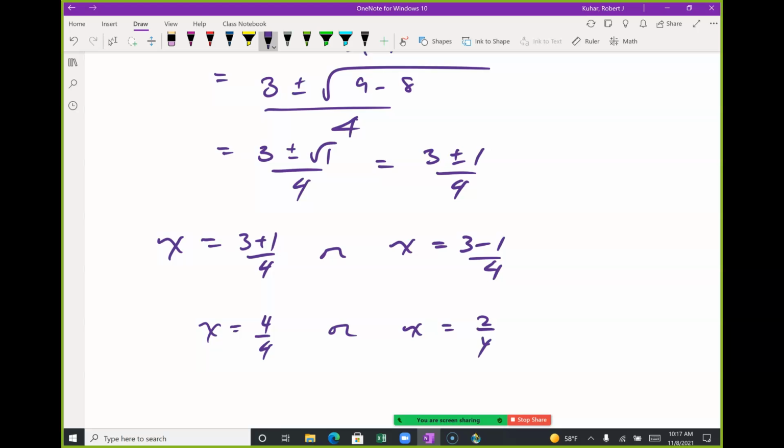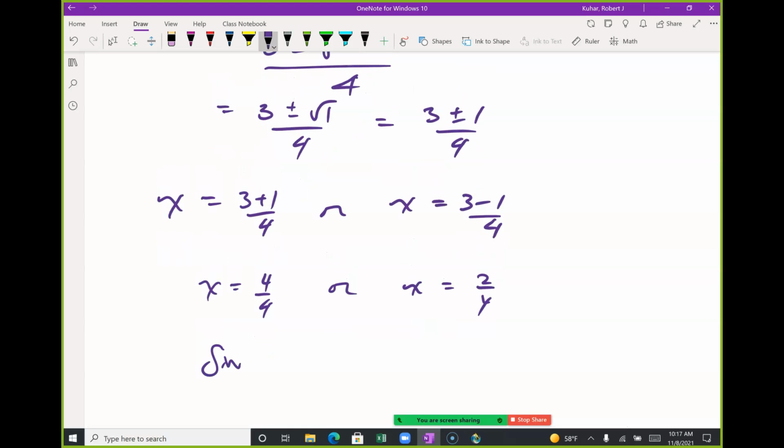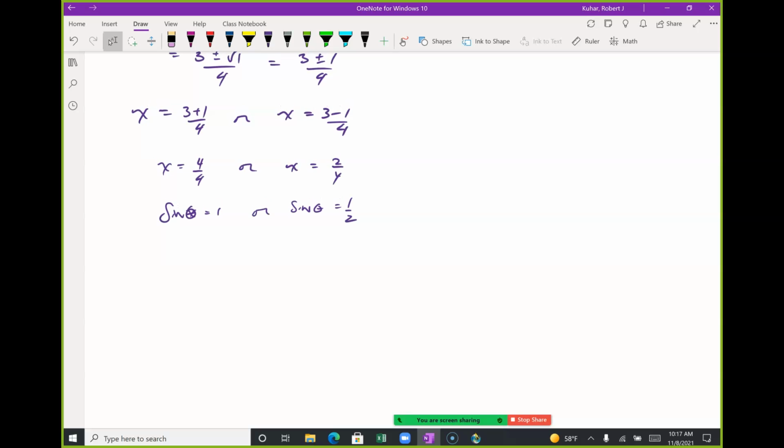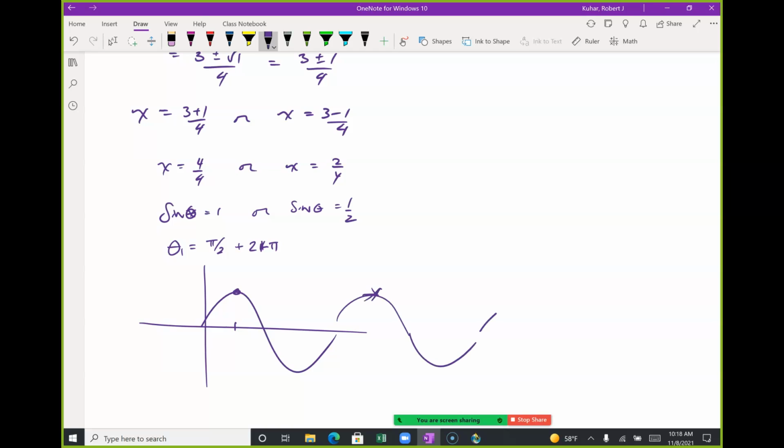And remember what x is, it's sine. So I get sine of theta equals 1, or sine of theta is 1/2. Beautiful. Sine of theta is 1 is pretty easy. It only happens at pi over 2, right? So theta 1 answer is pi over 2 plus 2k pi, right? Because it's going to happen every time I go around a circle. It's going to happen again here and here, etc. And the period is 2 pi, so I'm adding 2 pi.